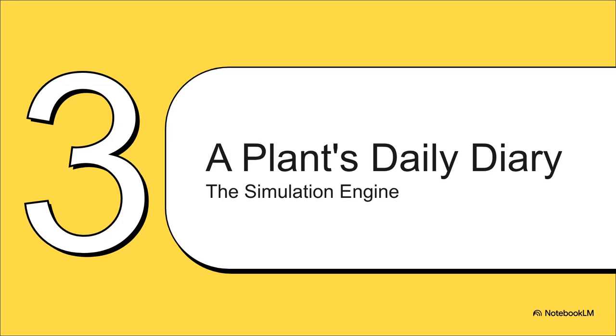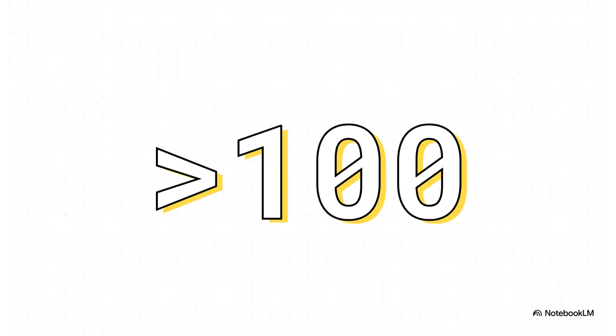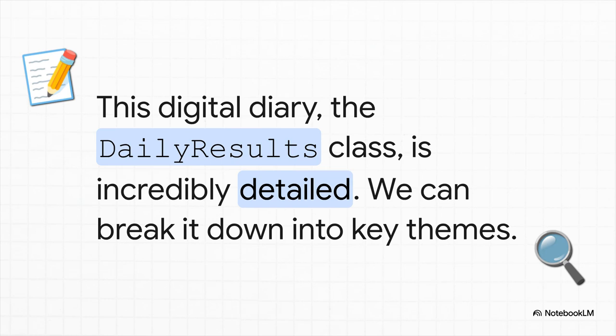All right, the blueprints are done, the recipe is set. Now for the fun part. Let's run the simulation. The best way to think about this next piece is like our plant is keeping a daily diary, recording absolutely everything that happens to it every single day. And I'm not kidding when I say daily diary. This isn't just, hey, did I grow today? No. The simulation is tracking over 100 different metrics every single day for just one plant. That's like giving it a complete physical with full lab work every 24 hours. It's incredible. So this super detailed diary is all handled by a data class called DailyResults.